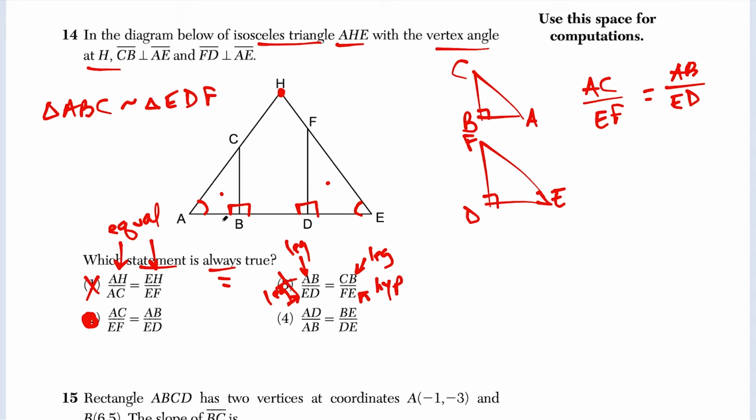And now AD, this distance here, over AB is equal to BE over DE. But once again, these are not necessarily equally spaced. If I drew this way over here, so this is not drawn to scale necessarily, then this just goes out the window. Okay, so choice 2 is our answer.